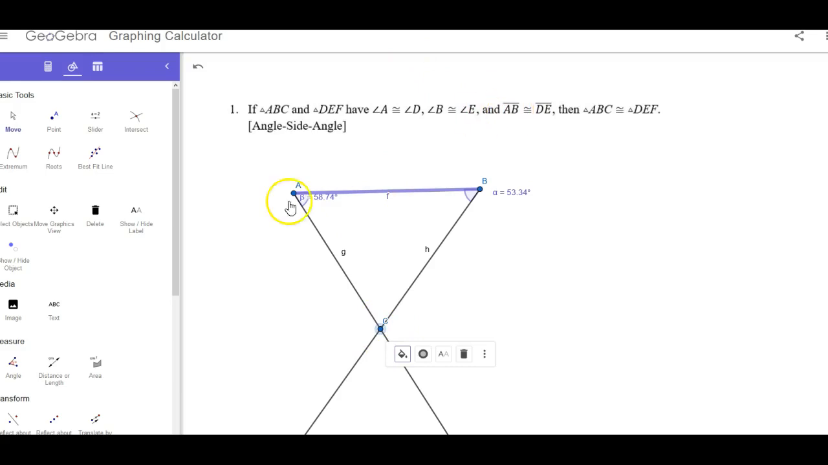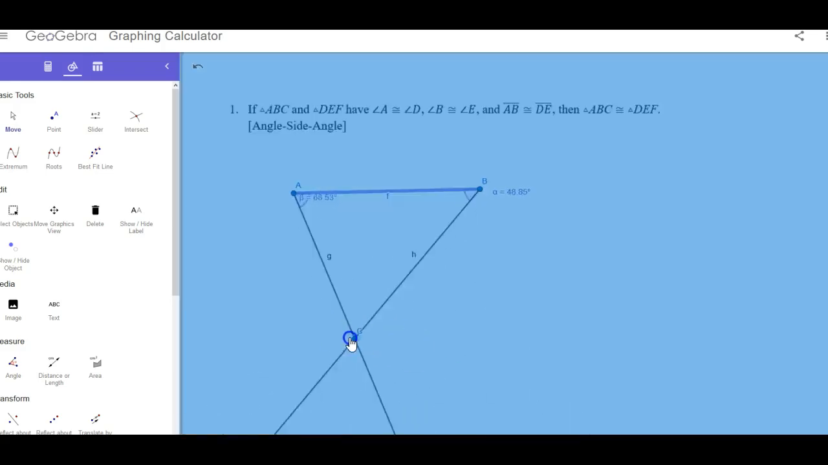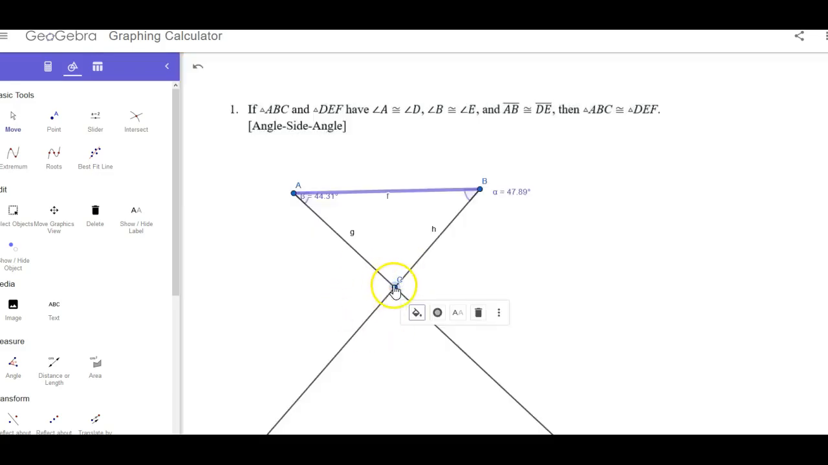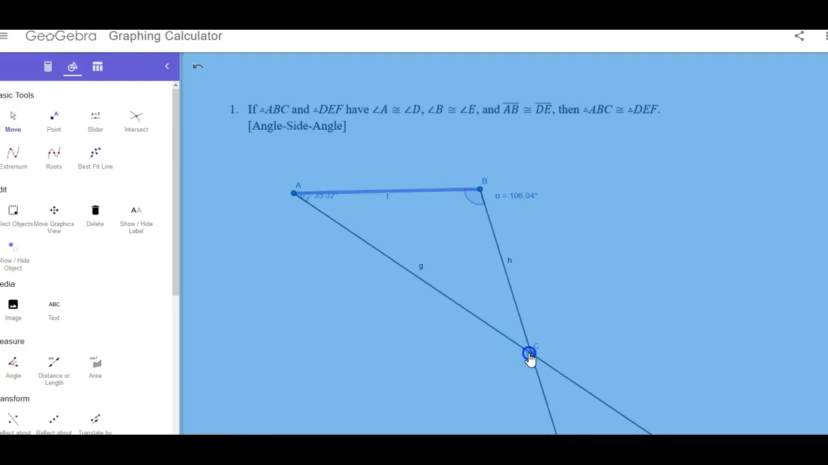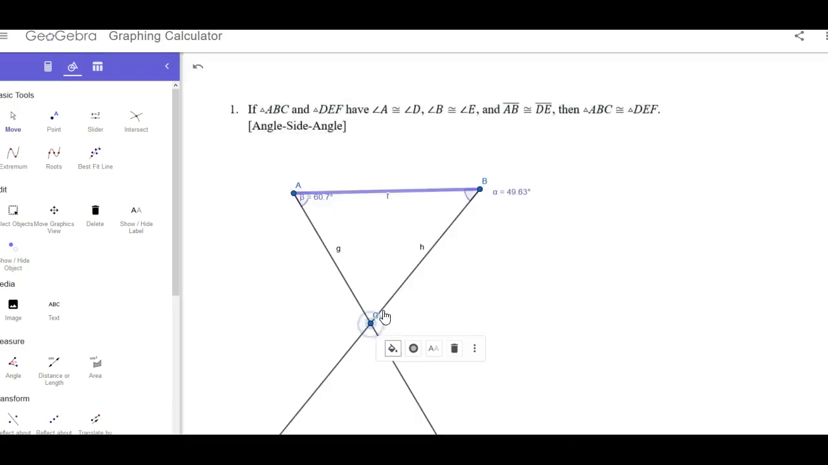Because I know AB and then the corresponding DE would be the same. And if the angles are the same, then the triangles are going to be the same. They're going to be congruent. So there's no other point on these two rays that are going to intersect where it gives me a different triangle. So this would be one way to show that only one triangle exists with a specific angle, side, angle.